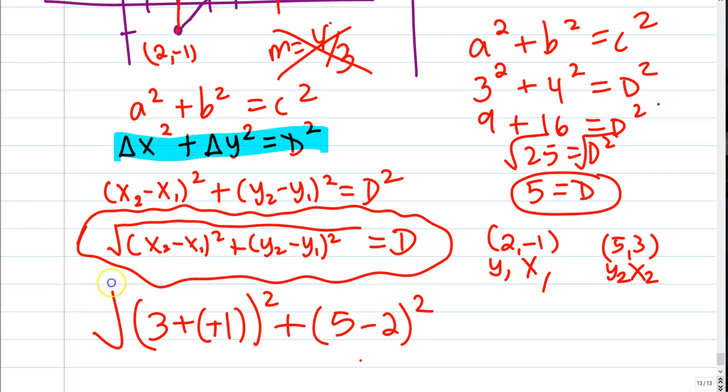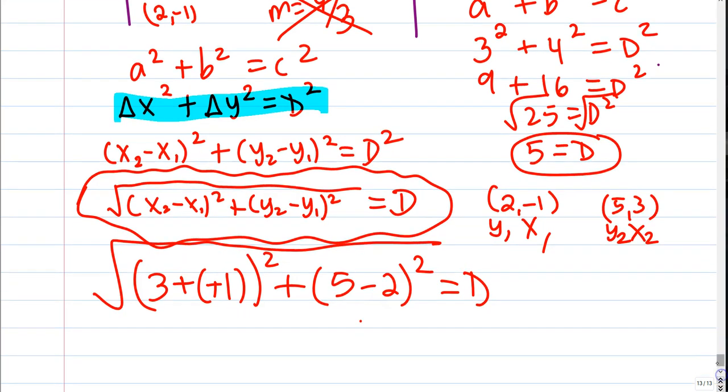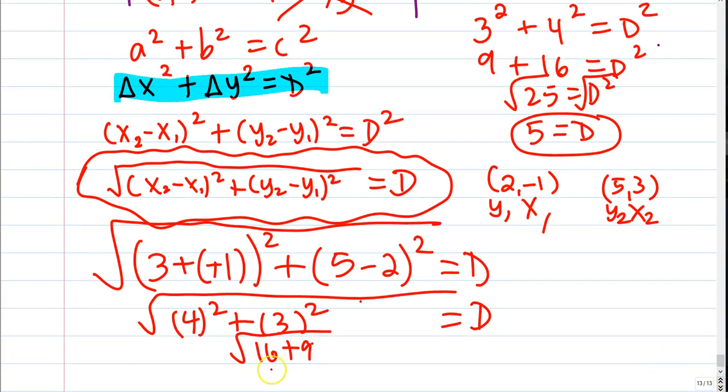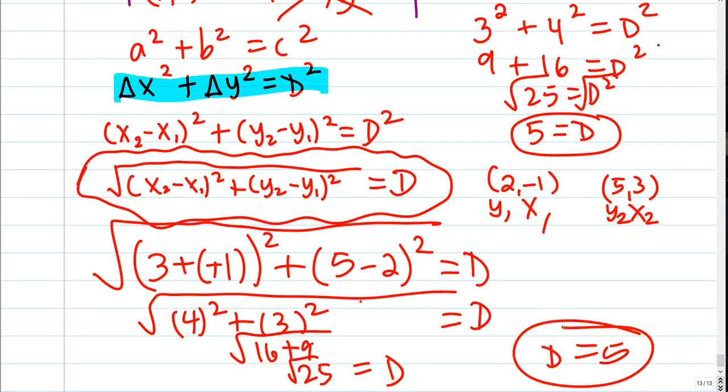But then you got to remember, I got to put a whole sucker under a square root. Start cleaning it up. This becomes 4 squared. This becomes 3 squared. This becomes the square root of 16 plus 9. This becomes the square root of 25. And the distance is 5. I'm doing basically the same thing. I just don't like that formula. I think it's more intimidating than is necessary.